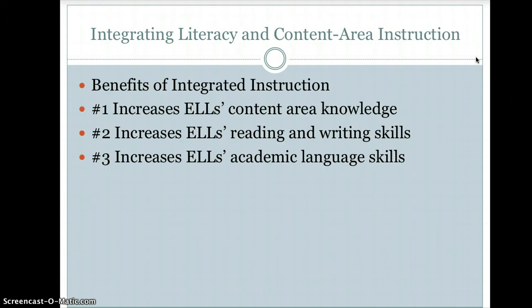Again, I want to repeat the benefits of integrated instruction: increased content area knowledge, increased reading and writing skills, and increased academic language skills.